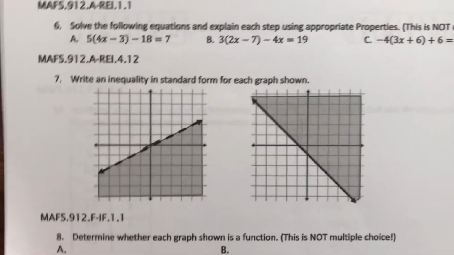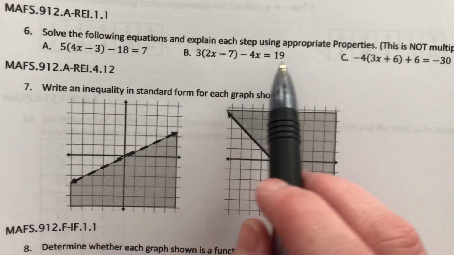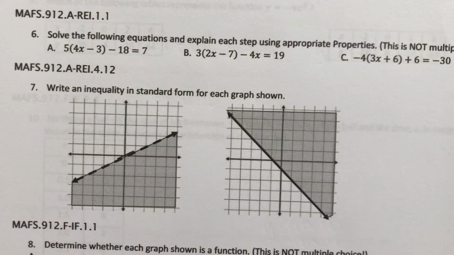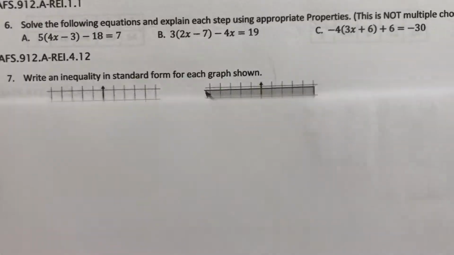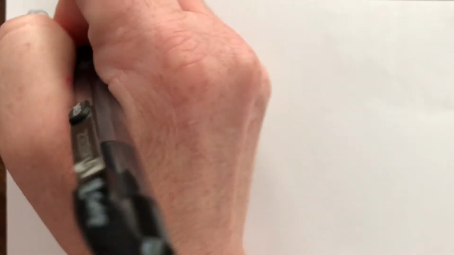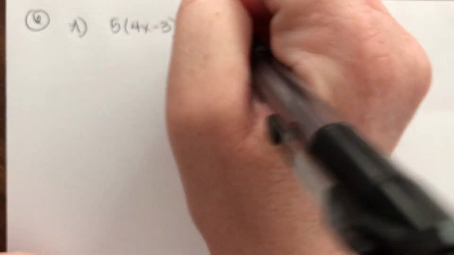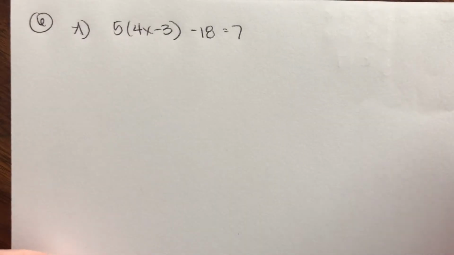Number 6. Solve the following equations and explain each step using the appropriate properties. I'll use separate paper so I can write out the steps. All right, so for number 6, A, we have 5 times 4x minus 3, minus 18 equals 7. And we're going to use order of operations to solve here.